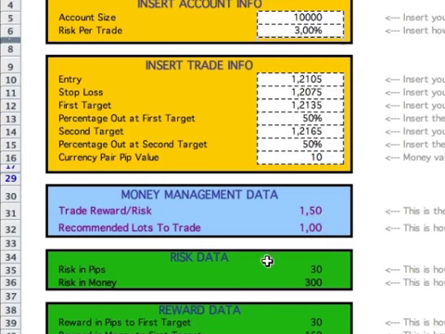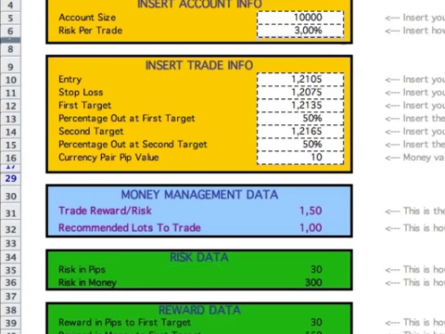Also, the sheet will calculate the trade reward risk ratio, and as you can see on this specific trade, I am shooting for 1.5 times more than what I am actually risking. For every dollar I risk, I will make $1.5, obviously should my profit-taking levels be hit. And down here, we can see the risk data and the reward data, both for the first and the second target.